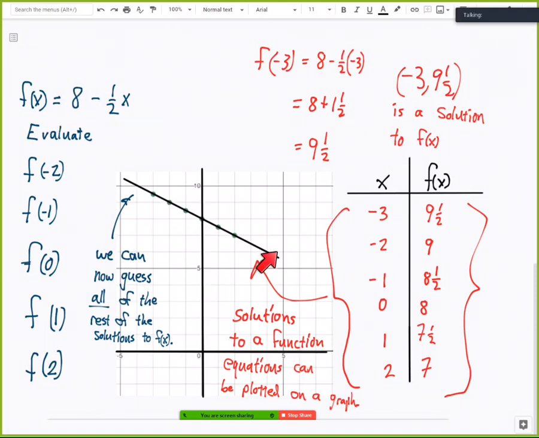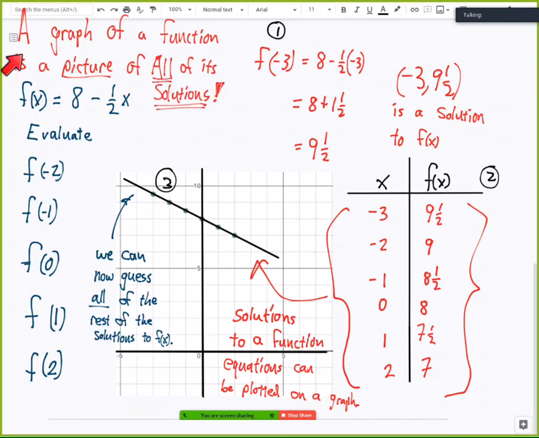So one of the things we're going to do in algebra is we're going to be given function equations, and our job is going to be to show where all the solutions to that function equation exist. That's called graphing. In other words, if I graph a function, I'm creating a picture of all the solutions to that equation. There is the statement: a graph of a function is a picture of all of its solutions. It's a very big idea.